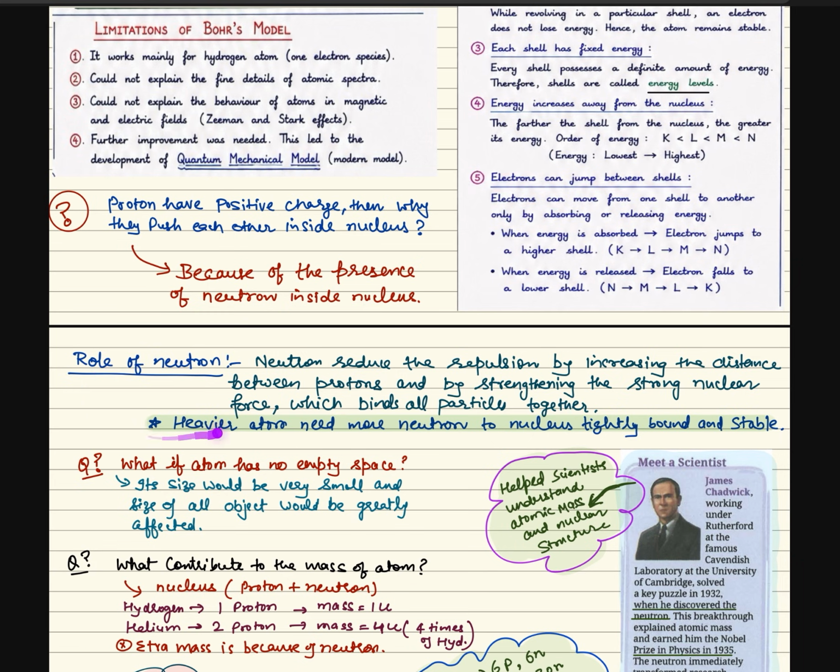Neutrons play a very important role, because heavier atoms need more neutrons for the nucleus to be tightly bound and stable. The heavier the metal, the more neutrons inside the atom. So neutrons decide the weight of the atom.